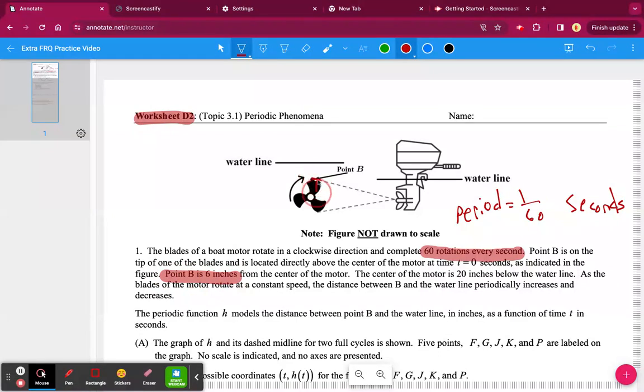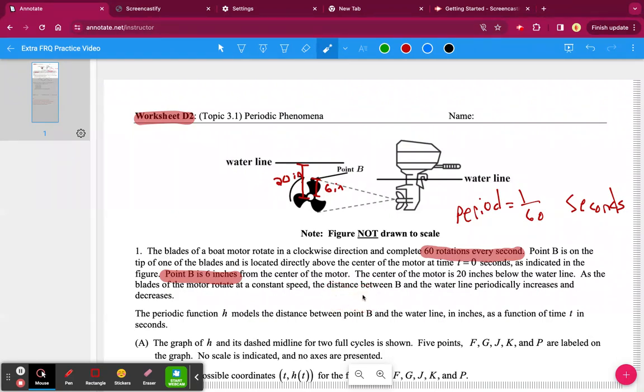So if I label this, basically the radius of the blades is 6 inches. And then the center of the motor is 20 inches below the water line. As the blade of the motor rotates at a constant speed, the distance between B and the water line periodically increases and decreases. So this kind of tells you right here what exactly it's measuring.